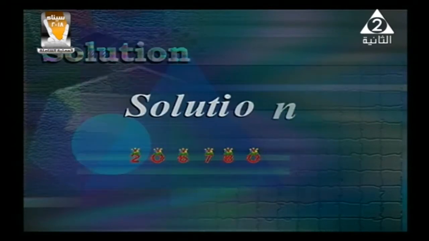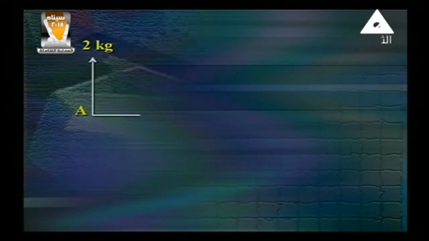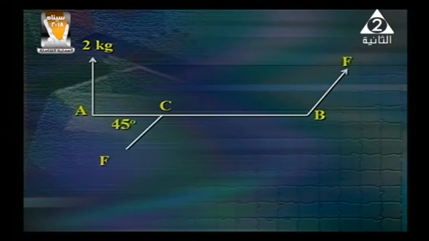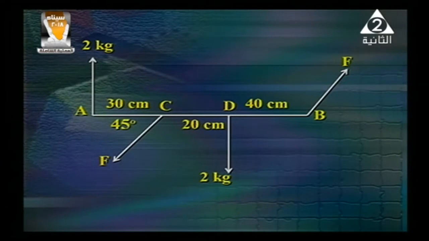Solution. Look, dear student, we have 2 kilogram and 2 kilogram. This is the first couple. The second couple is F and F. Draw FM extension, and from C make a right angle perpendicular.